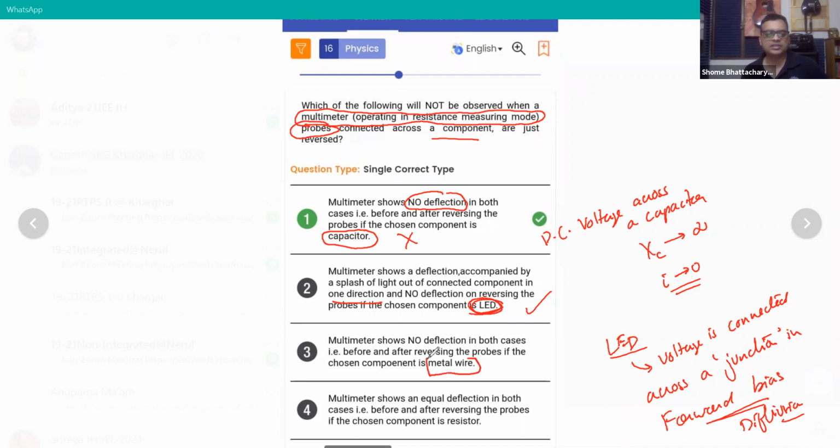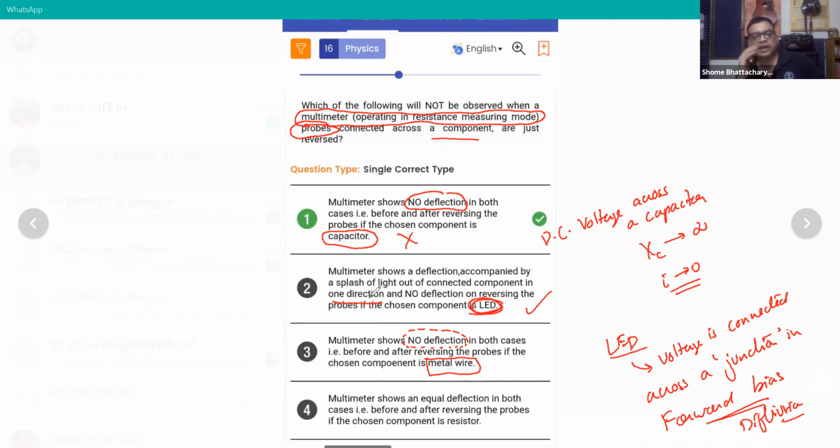Again, this is a situation where the resistance is tending to zero, but no deflection means the resistance. So no deflection basically means that... wait a minute. The problem here is, the multimeter doesn't have a deflection. It shows a digital reading. So the term deflection itself is a bit confusing here. But anyway, if we mean that it does not show any value, that means it's showing a zero resistance.